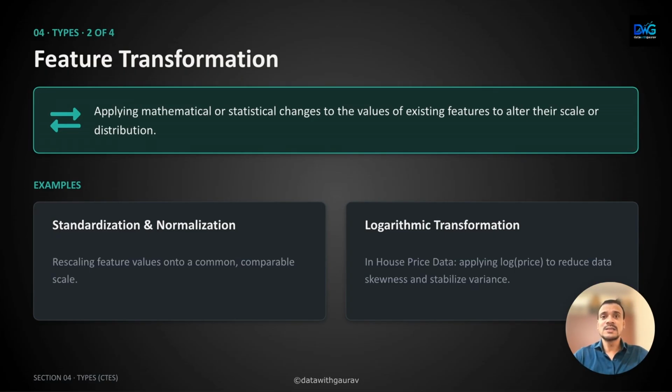So, what this does is this will compress very large values while leaving smaller values relatively unchanged, making the distribution much more balanced. As a result, the model often learns patterns more effectively and becomes less sensitive to extreme values or the outliers. So, unlike feature creation, where we generate entirely new features, feature transformation focuses on improving the existing features by changing how they are represented, making them easier for machine learning models to learn from.